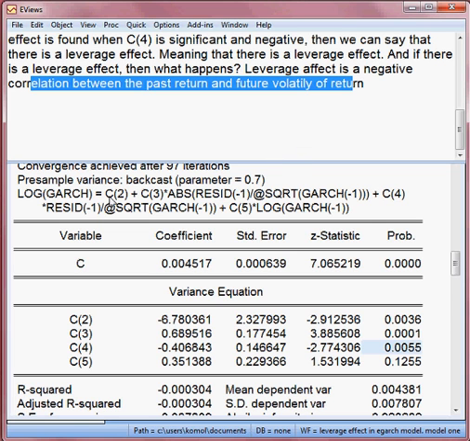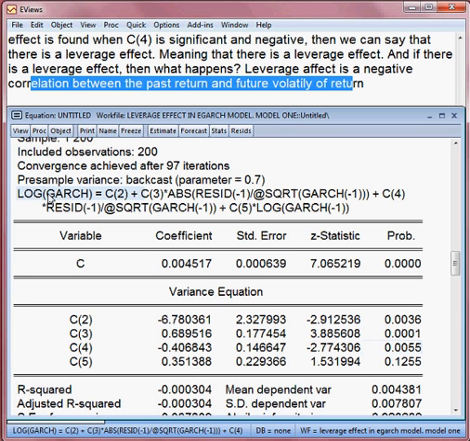So what is this log EGARCH? The log EGARCH is actually called the volatility of return, or this is also called the conditional variance, right?